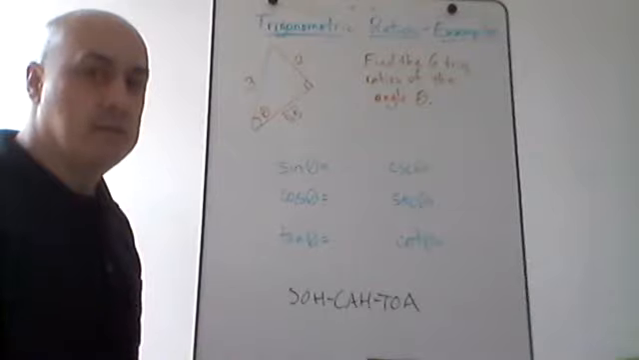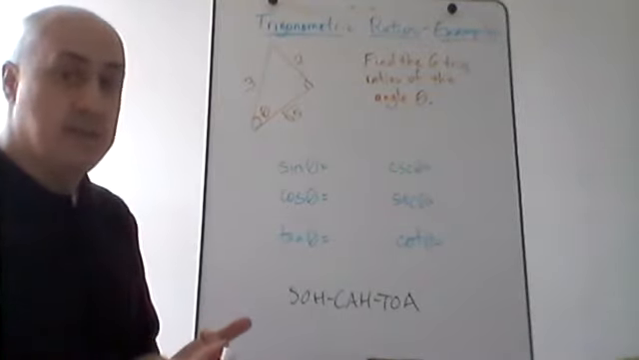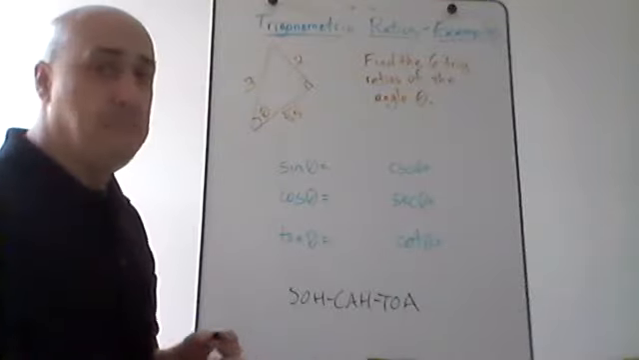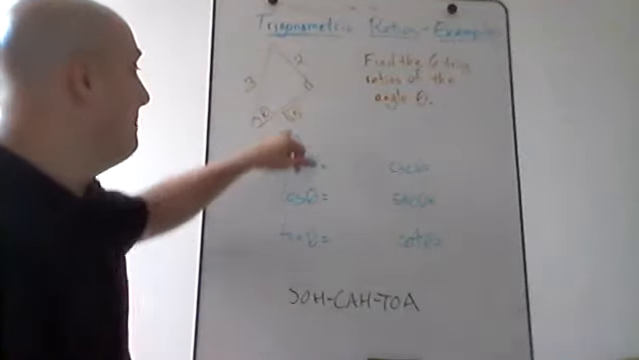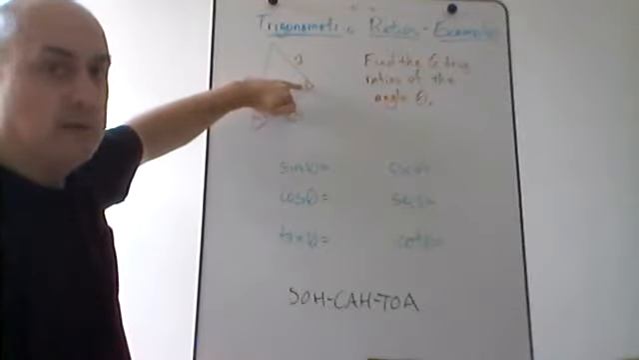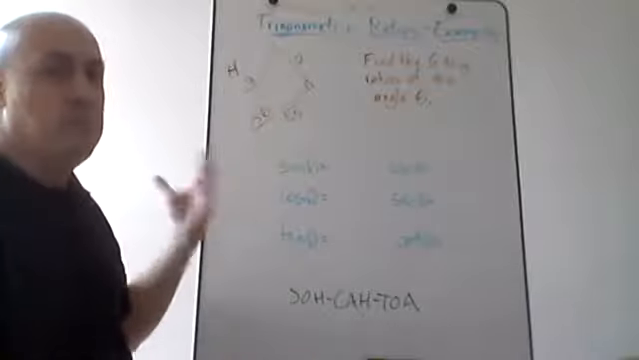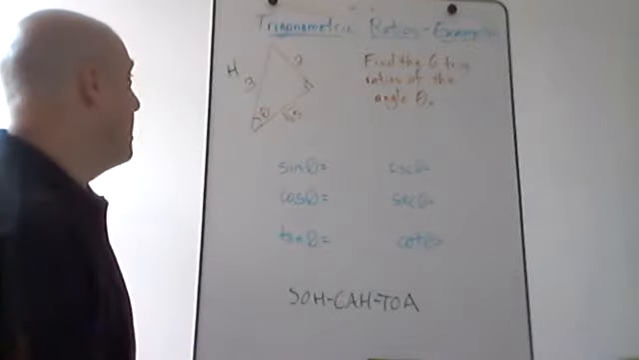First off, with my triangle, the first thing I want to do is label my sides as far as which side is the opposite, which side is the adjacent, and which is the hypotenuse. I'm going to start with the hypotenuse because that's usually the easiest one to identify. Across from my right angle, the one with the little box there, is the 3. That's going to be my hypotenuse. So I'm just going to put an H next to it.